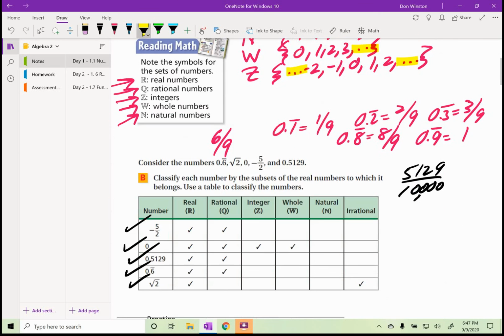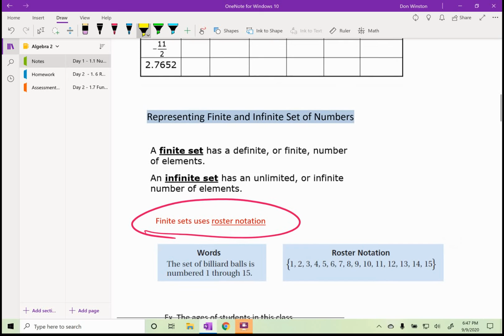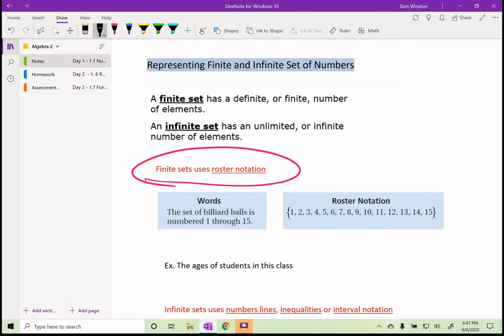All right, so let's go back here. So there we have the set of billiard balls. And we use roster notation. If I said the set of the ages of students in the class, well, that probably would go like 15, 16, 17, 18. Again, I can use the roster notation.